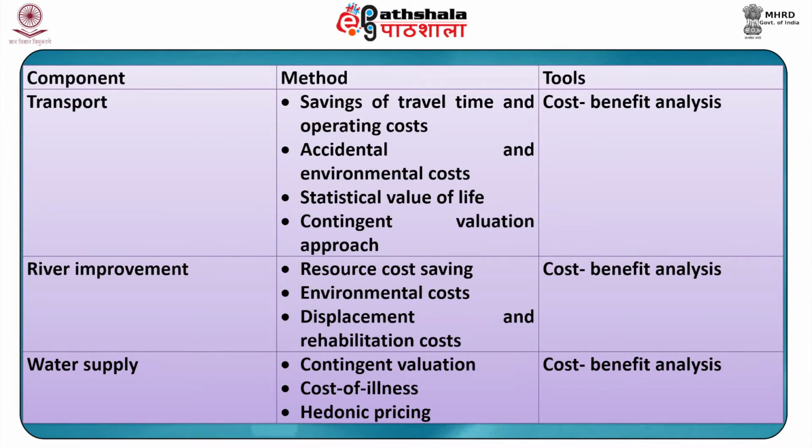Table 2, urban service improvement, estimation of economic benefits. Again, we have 3 columns: component, method and tools. And respectively, we will talk about transport. In methods, savings of travel time and operating costs, accident and environmental cost, statistical value of life, contingent valuation approach, and under tools, cost benefit analysis.